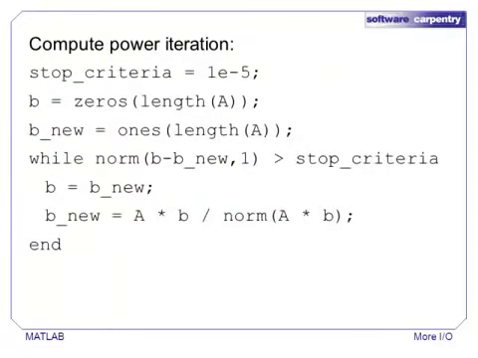Here is a piece of MATLAB code that computes the power iteration of a matrix A. Note that we loop over the iteration until successive approximations b and b_new differ by at most 1e-5.